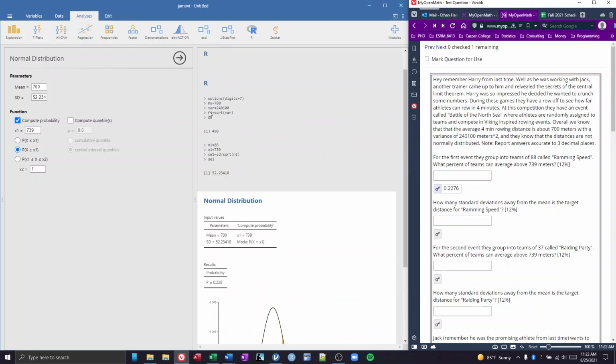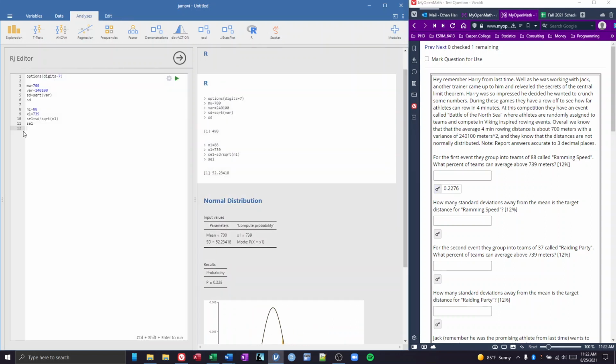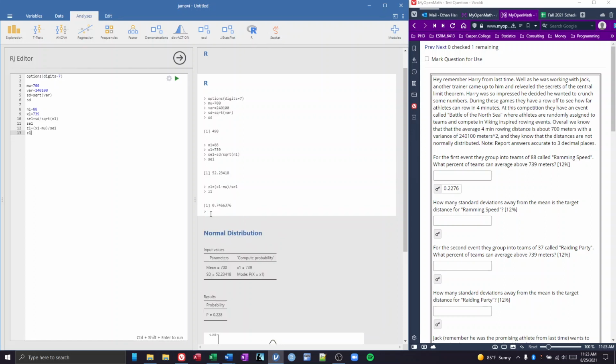All right, so let's go back to our R editor. Now let's actually do this calculation. So we're going to type Z1. Remember, this is a Z-score equation, and it's a very simple one. It's just our x1 minus mu divided by the standard error for this first scenario, SE1. And to display it, we're just going to type Z1, and we can hit run again. And we get the Z-score of 0.7466, or they are 0.7466 standard deviations away from the mean.